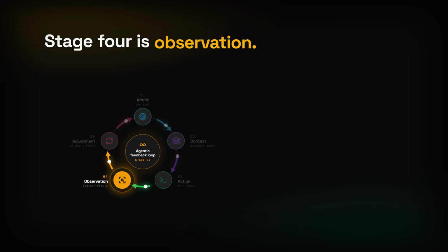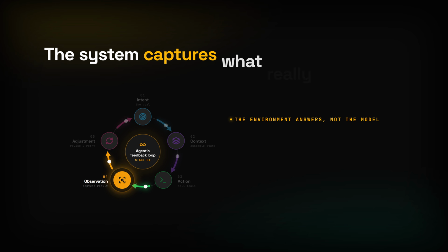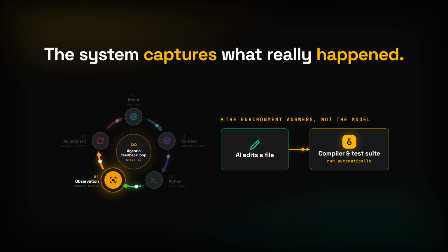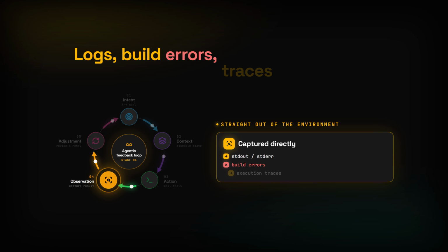Stage 4 is observation. This is where the magic happens, and where standard prompt engineering fails. The system captures the real-world output of the AI's action. If the AI edited a file, the loop automatically runs a compiler or a test suite. The logs, build errors, or execution traces are captured directly by the environment.